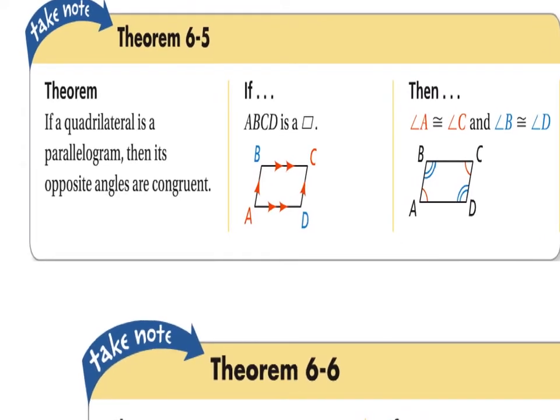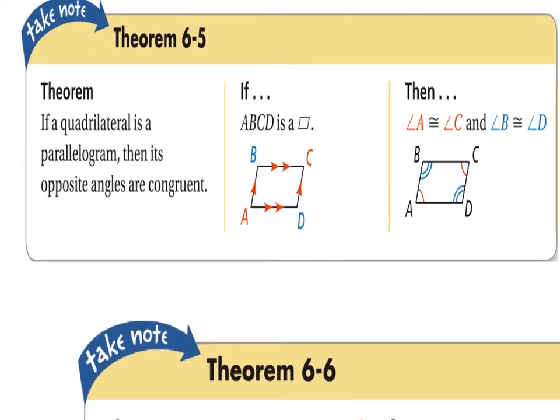Okay, now talking about opposite angles, we just got done talking about that a second ago. It says if a quadrilateral is a parallelogram, then its opposite angles are congruent. Well, in this picture, angles A and C are opposites of each other. You can draw a straight line from angle A across the shape to angle C. Those two are congruent to each other, and then same thing goes for B and D. Those are opposite angles. They're congruent to each other.